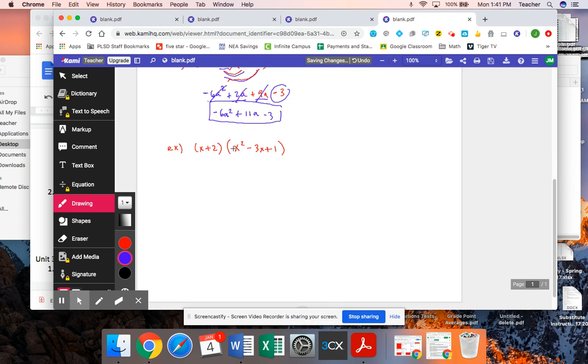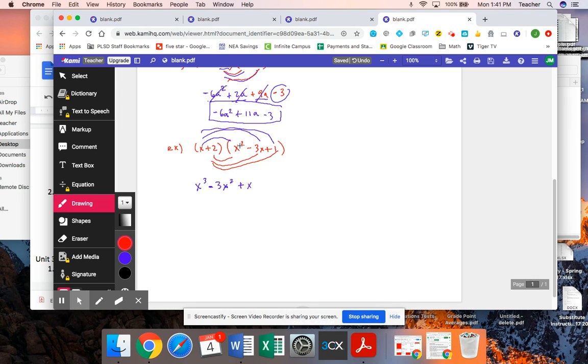And then down here, same idea. I know it has a binomial times a trinomial, but you still are going to distribute the x to all 3 and then the 2 to all 3. Let's just do that. X times x squared is x to the third power, because 3 x's. And then x times negative 3x is a negative 3, and then there are 2 x's, x squared. And then x times a positive 1 is a positive x, because 1 times anything is just the anything. Now let's do the 2 here.